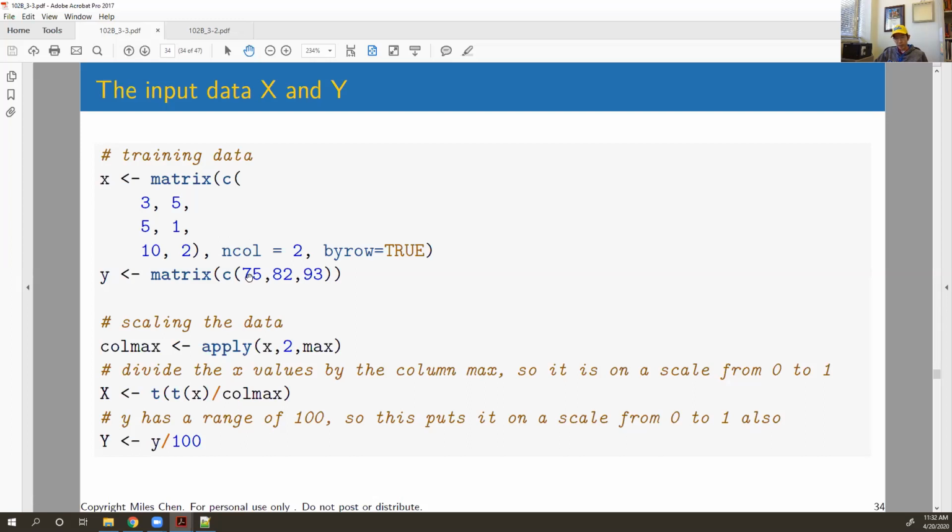So we're no longer 75, 82, 93. It's going to be 0.75, 0.82, 0.93.